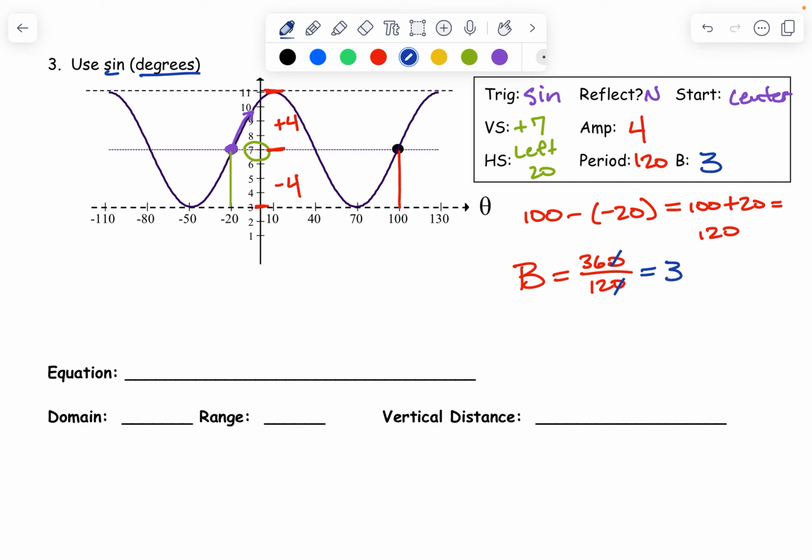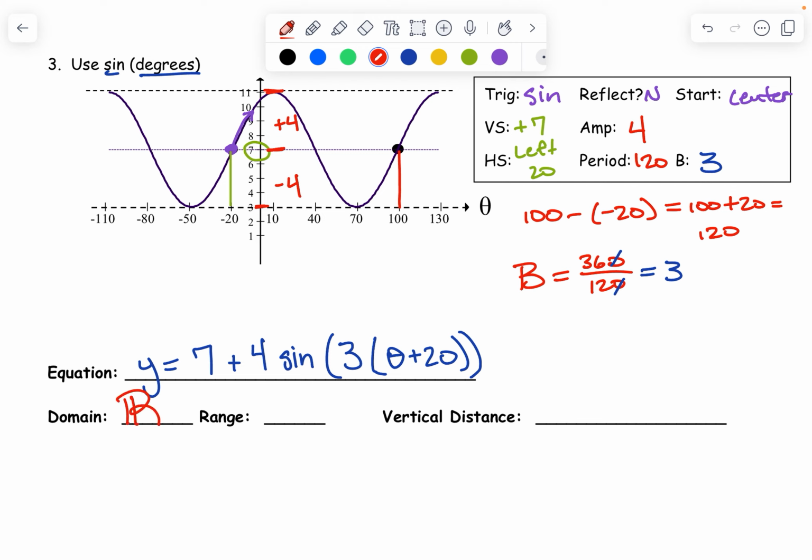Now we need to write this out, so we're going to write y equals, we have our vertical shift of 7. This is an unreflected sine graph with an amplitude of 4, so we're going to put 4 sine. We're going to open our parentheses. We need our b value, which is 3. Theta, we move to the left 20, so we're going to say plus 20. Close all of our parentheses, and we are done.